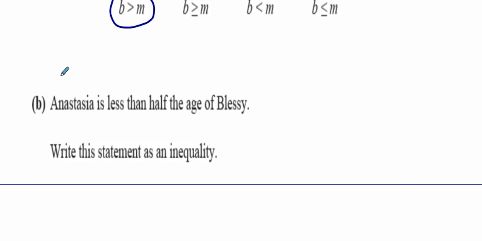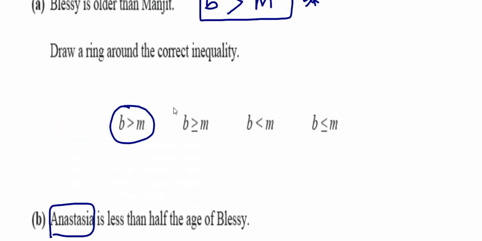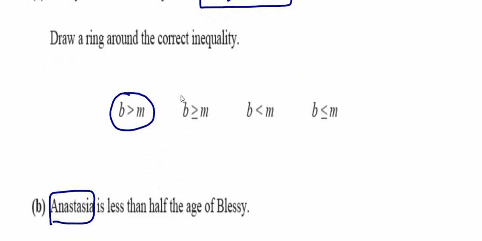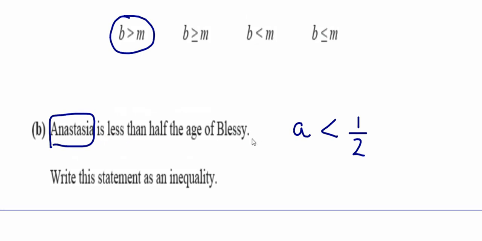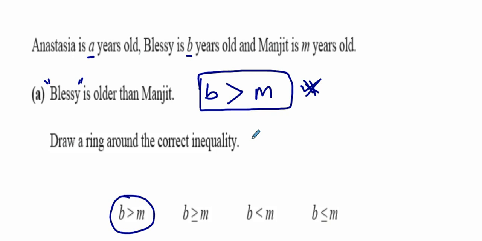Anastasia is less than half the age of Bless. What is the age of Anastasia? It is A. The age of Anastasia is less than half the age of Bless. Anastasia is less than half the age of Bless. What is the age of Bless? Let me check. Bless is B years.